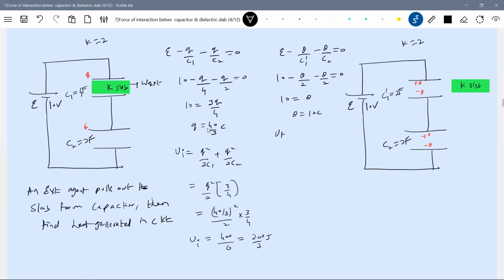Now the final energy will be equal to, similarly, Q square by 2C1 dash. It's a test of patience, because we know the concept, but until the data is there, we can't conclude. Q is how much? 10. Okay, this again will be 1 by 2, so it becomes just Q square by 2. So this will become 10 square by 2, which is 50 joules.